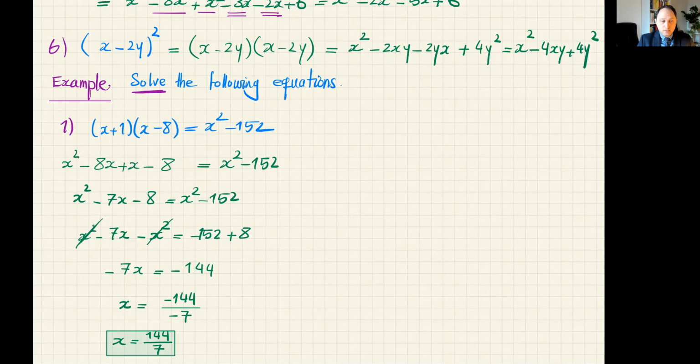If someone asks you what is the meaning of this number that you found, you would say that if I go to my original equation, I take every x away and replace this number inside, and I calculate the left-hand side and the right-hand side, the numbers that I get are equal. That is the meaning of the solution of an equation. Okay.